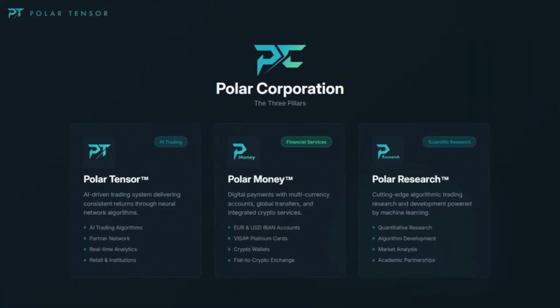Polar Corporation stands on 3 core pillars: Polar Tensor, our flagship AI-driven trading system; Polar Money, our digital banking bridge between fiat and crypto; and Polar Research, our innovation engine focused on advanced algorithmic development and machine learning. Together, these 3 pillars form a unified ecosystem built for scalability, efficiency, and sustainability.